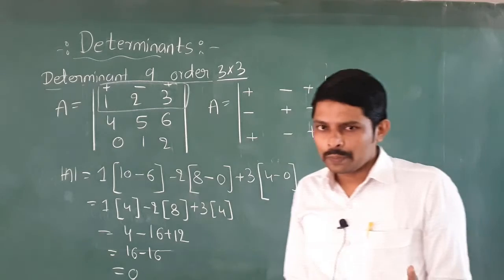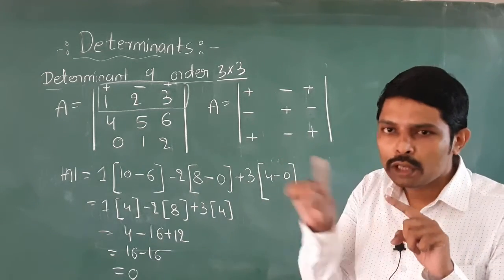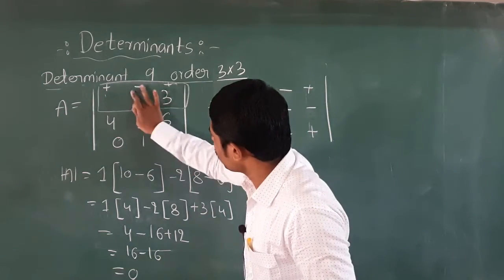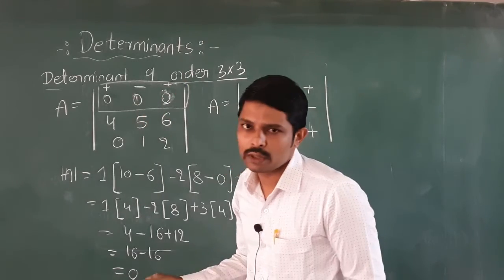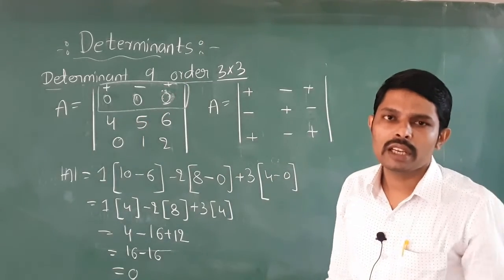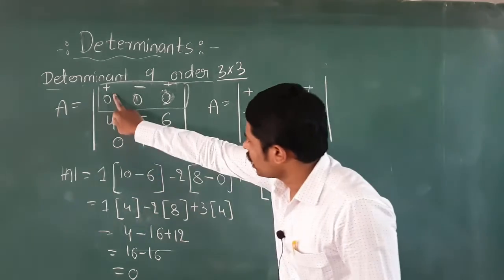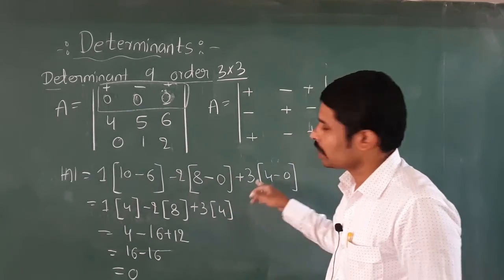Then point number 2. If a determinant contains any one row or any one column of 0s, meaning suppose it contains any one row 0 or any one column 0, then directly you write the value of the determinant is equal to 0, because if you consider 0 into anything 0, 0 into anything 0, 0 into anything 0.